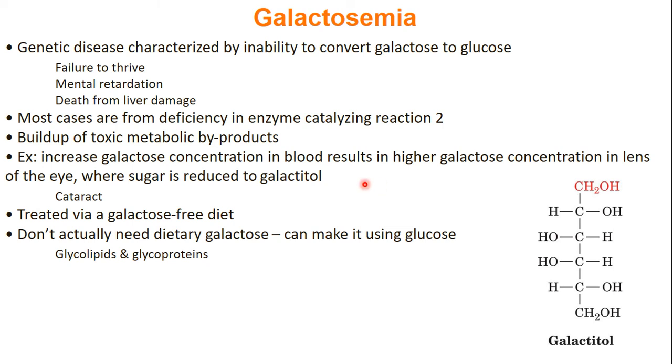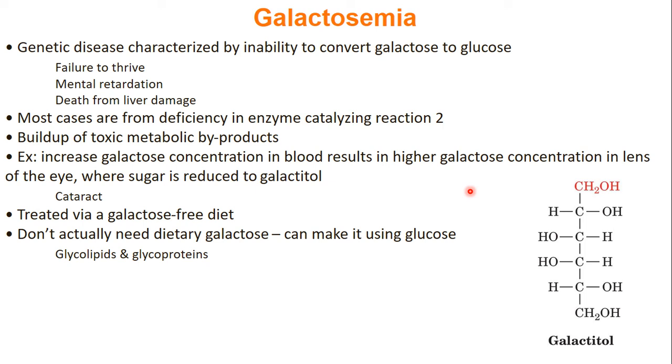And one way this can affect you, shown in this example, is that you have increased galactose concentration in your blood. Therefore, you'll get higher galactose concentrations in the lens of your eye. That galactose is going to be reduced to galactitol, which will lead to cataracts. So that's just one way that excess galactose can harm you.